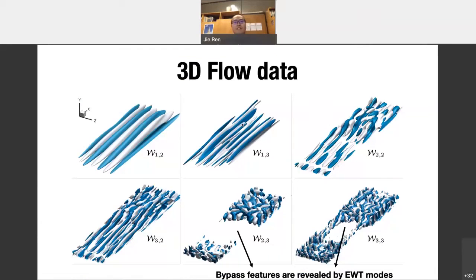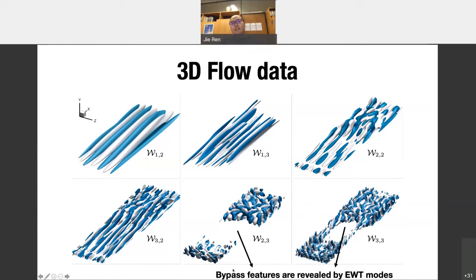To move further, if we feed the method with 3D flow data, we can also get EWT modes from this 3D data. For example, here we show 6 modes. From these lower modes, we can see the boundary layer streaks. For higher modes, we see the perturbations. And for even higher modes, we can see smaller scales. These smaller scales match very well with the bypass features of the boundary layer transition.